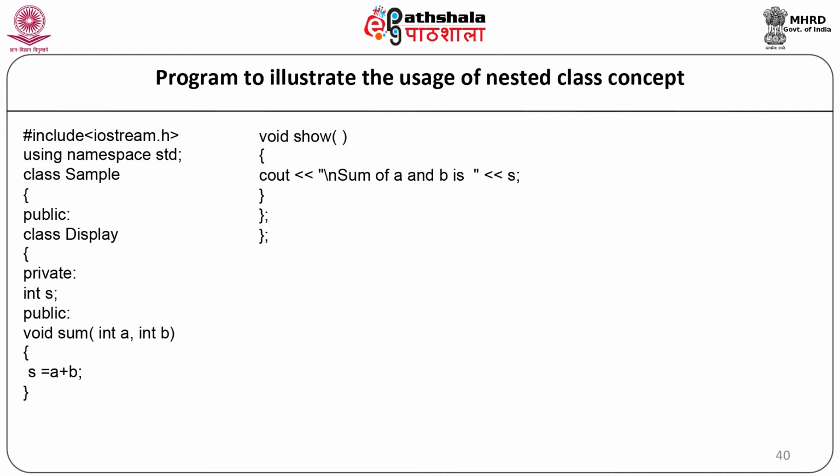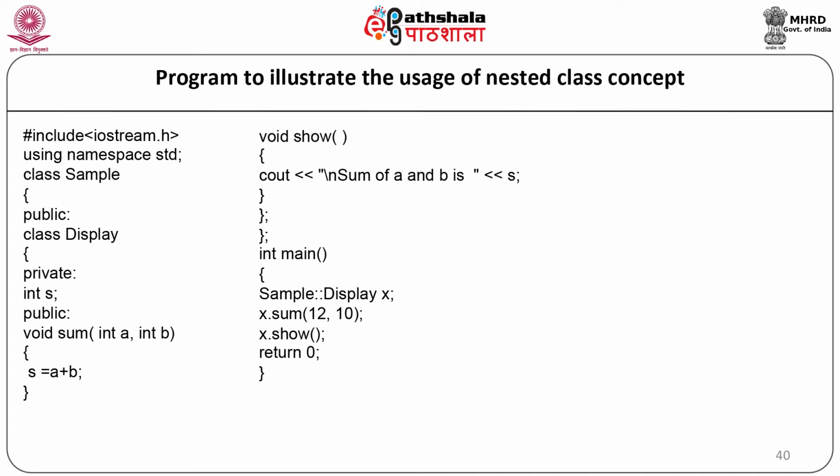Now we will start with our main function, int main. Here we are going to declare the object of class display as sample::display x. So here we use the scope resolution operator and then we declare the object. Please note this particular object declaration as sample::display, the name of the second class, and the name of the object as x. Now we are going to call the member functions as x.sum(12, 10), x.show, return 0, and our main program will end.